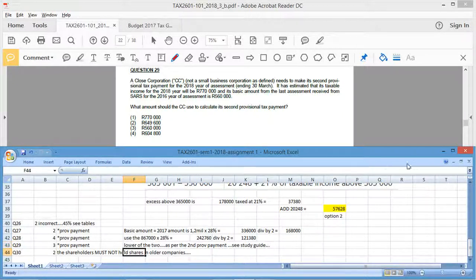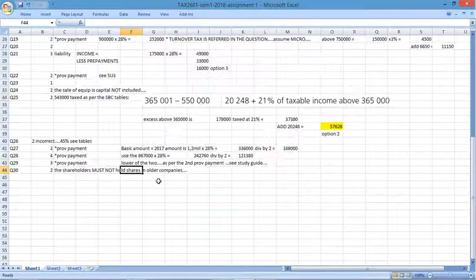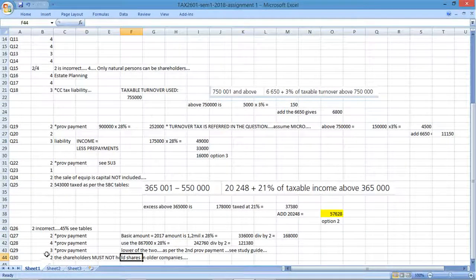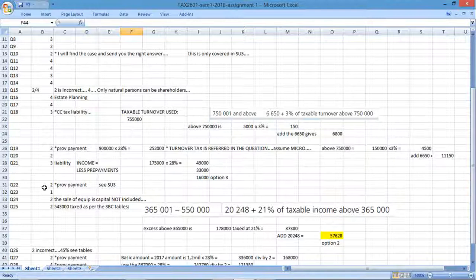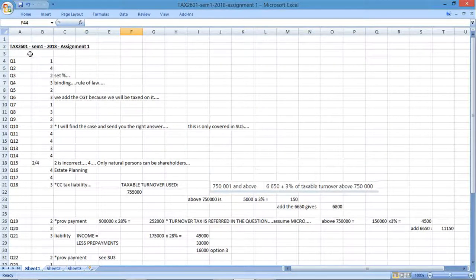Okay, and that concludes the assignment. I've now covered all the questions. Let's just double check. That's done, that's done, that's done. That's all done. Perfect. So I'm going to save this and I'll send this through to you.